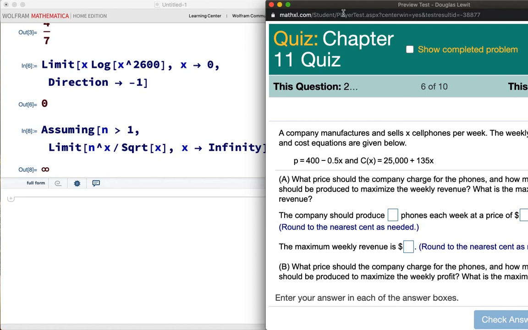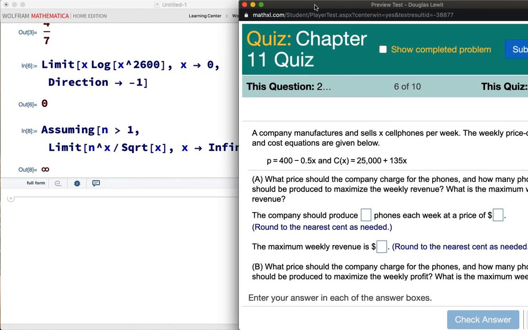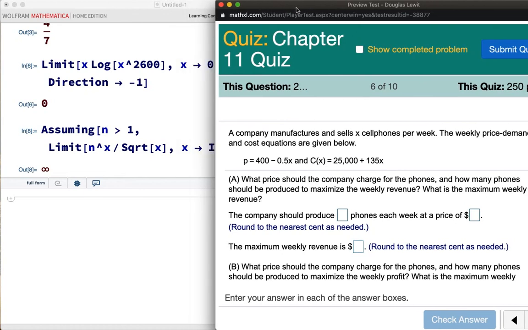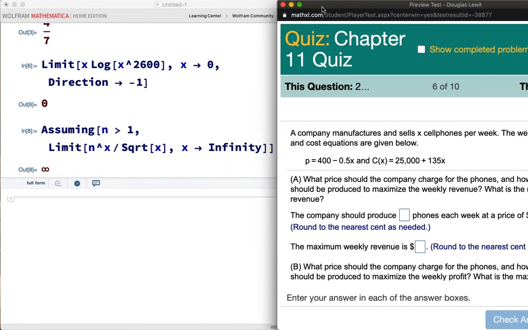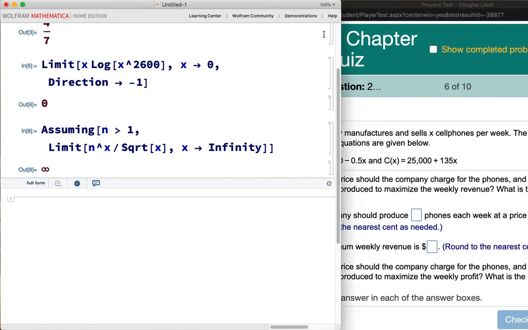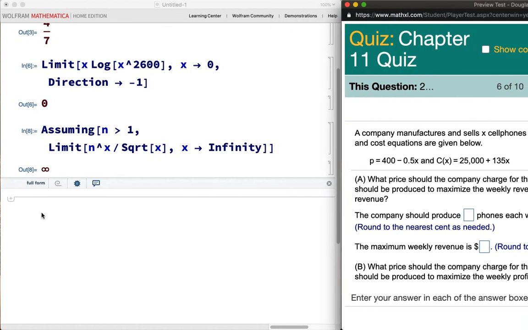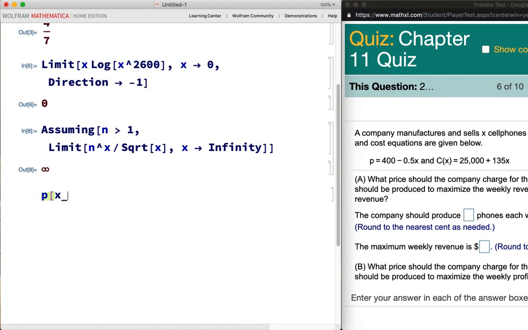Okay, the company, so let's see, what should we do here? So we have to remember that revenue is going to be x times p, where p is the price demand equation. So revenue is going to be x times p. Here, let me move this a little bit so I can see what I'm doing. Okay, so p of x is equal to 400 minus 0.5 times x.